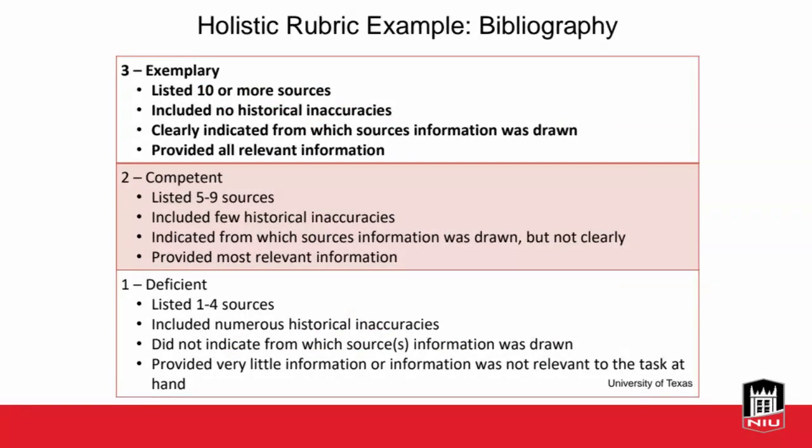Here's an example of a holistic rubric for a bibliography. So we've got exemplary, competent, deficient, and then we've got an explanation of what each one is. So for it to be exemplary, it would have to list 10 or more sources, include no historical inaccuracy, clearly indicate from which sources information was drawn, and provide all relevant information. And then competent, it's 5 to 9 sources. There might be a few historical inaccuracies, et cetera, et cetera. So we've got all of our criteria within each one of these levels just listed and described, and then we're just holistically evaluating.